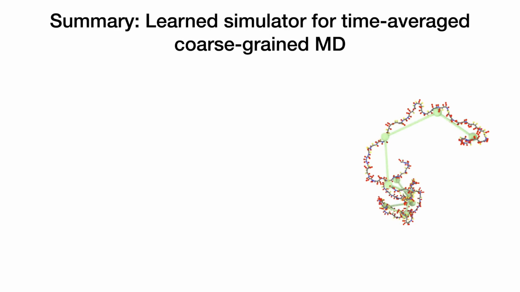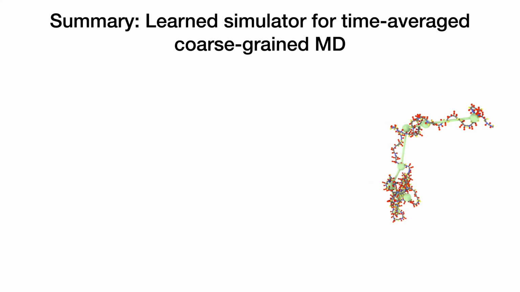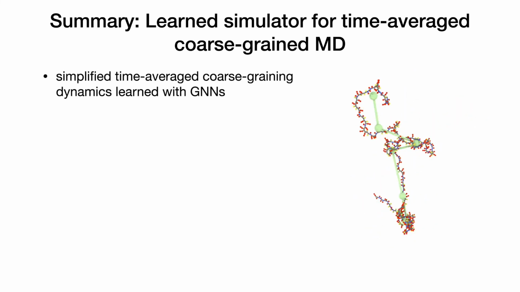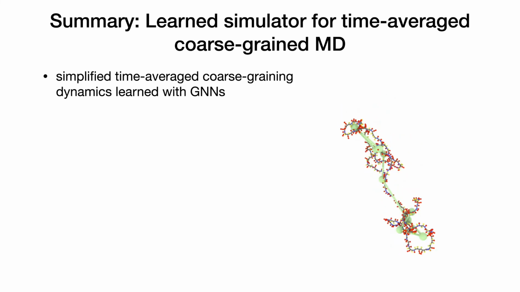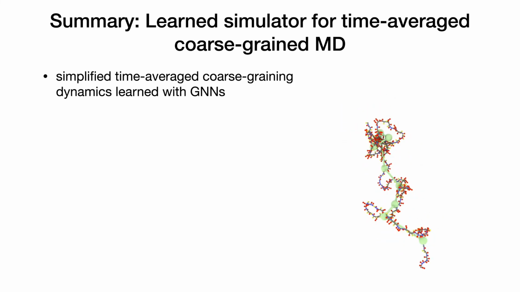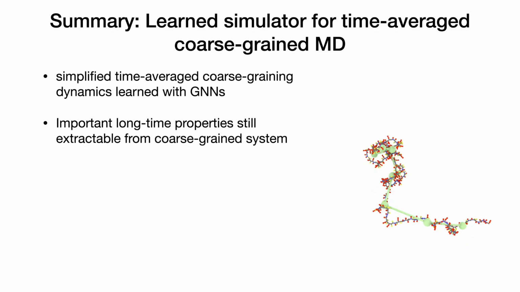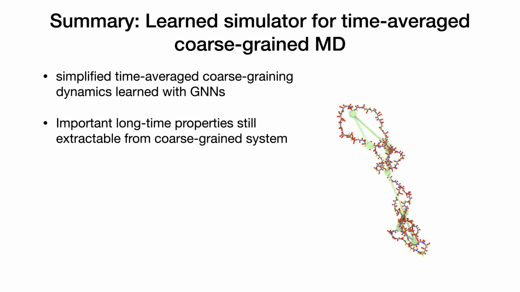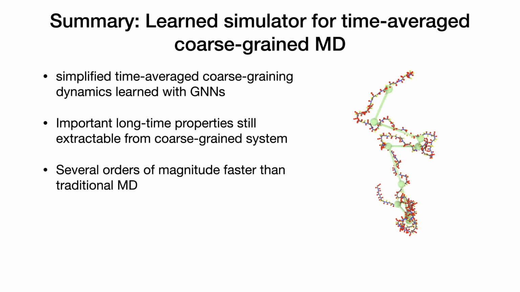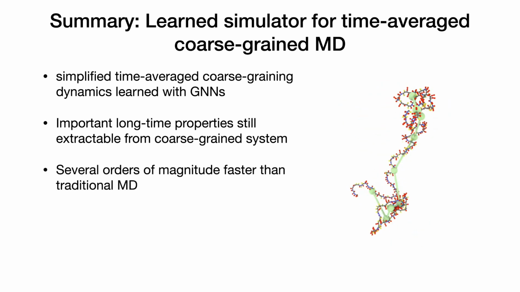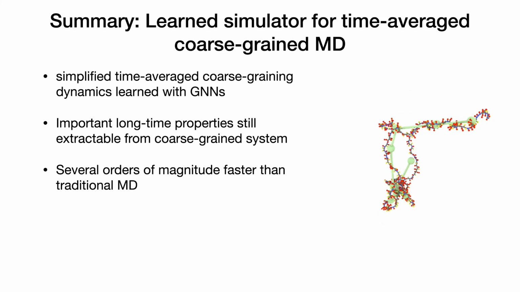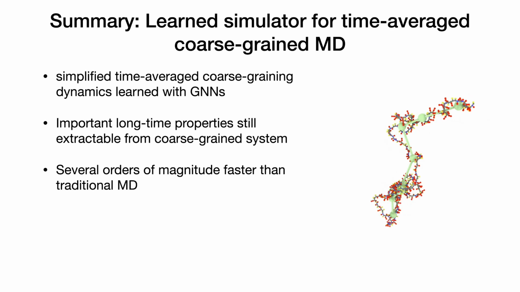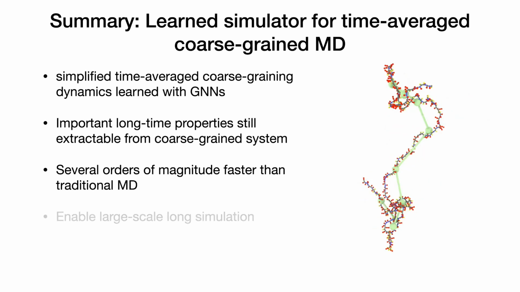To summarize, we present a machine learning time-integrated CGMD simulator that aims to learn the simplified dynamics using graph neural networks. Despite a lower spatial temporal resolution, important properties of interest can still be extracted from the learned simulator. Being several orders of magnitude faster than traditional MD, our model can learn from short trajectories and generalize to long simulation for novel systems. The effectiveness is demonstrated through two realistic applications.